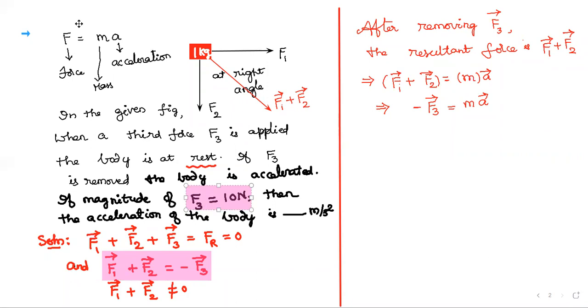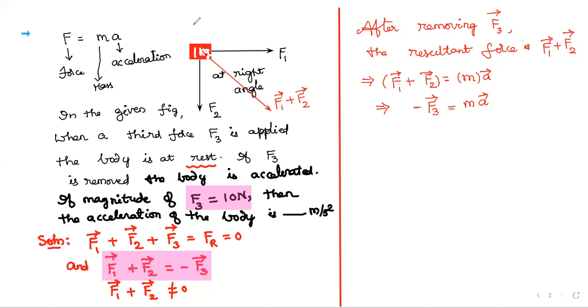F3 is equal to 10 newtons, but its direction is not mentioned, like i cap, j cap, k cap. It is not given there. Just F3 equals 10 newtons, which means the magnitude of F3. We don't know the vector F3, but its magnitude we know. That's why I apply mod on both sides.